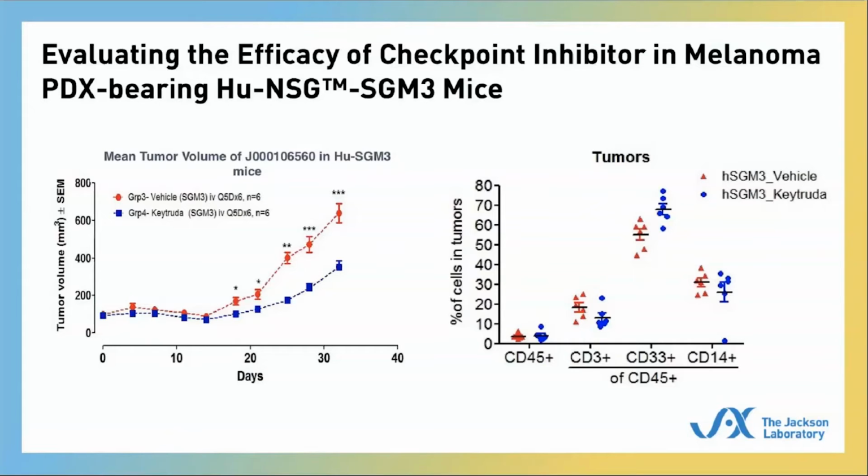So you could look at tumor-infiltrating leukocytes. You could look at activation of your T cells in the periphery and in your tumors. In this case, we characterized the TILs in the tumors. We're looking at CD33, CD3, and CD14, and you find that when you treat with Keytruda, you see an increase in the myeloid lineages in the tumors.